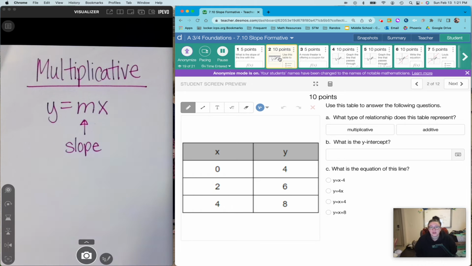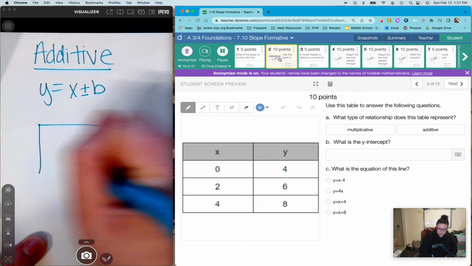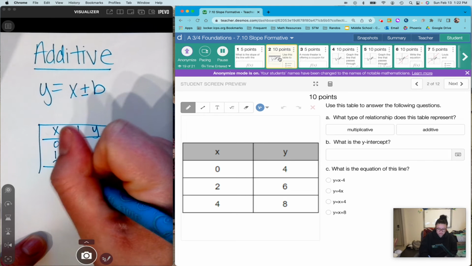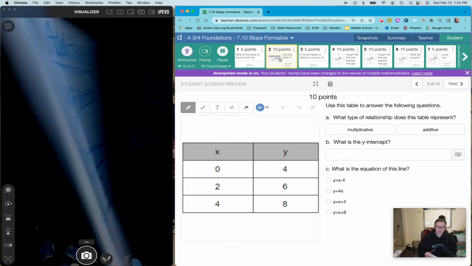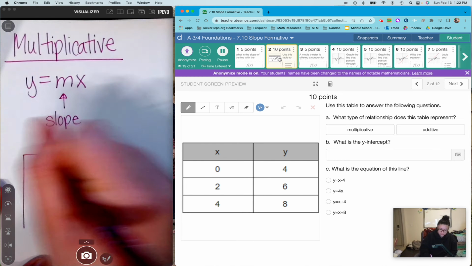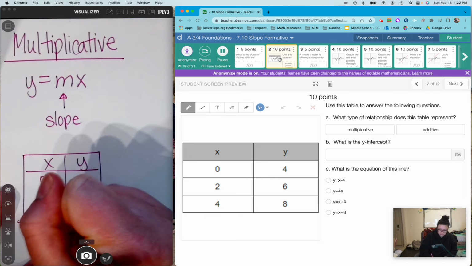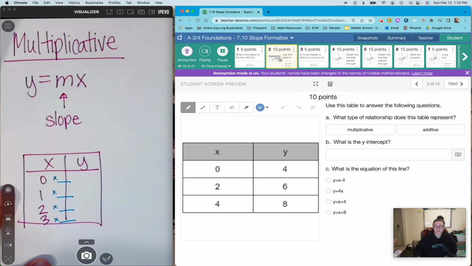Let's take a look at number 2. It says, use this table to answer the following questions. Is this multiplicative or is this additive? So I need to think, is this table adding the same number over and over and over again between my x and my y? Am I adding the same number over and over again on my table, or am I multiplying the same number over and over again?